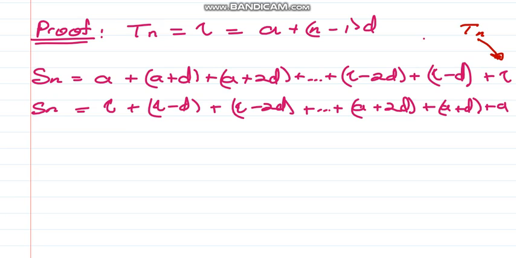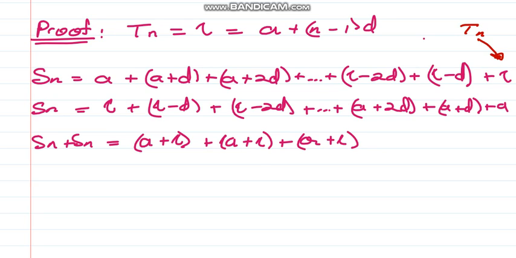Now we choose to add them. We add the first Sn plus the second Sn, and this is what we get. The first two terms are just going to be a plus L, and for the second two terms, the d's are going to cancel. We're still going to get a plus L. For the third term, the same thing happens, we get a plus L. This happens here also, we just get a plus L. And so we get a plus L, n times.